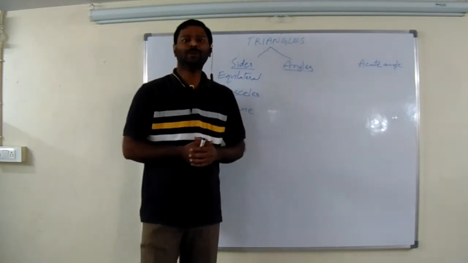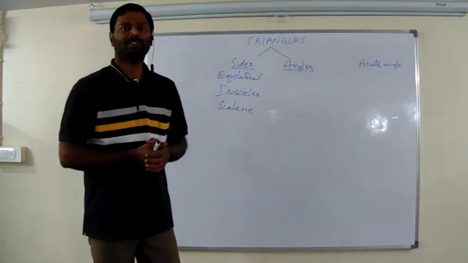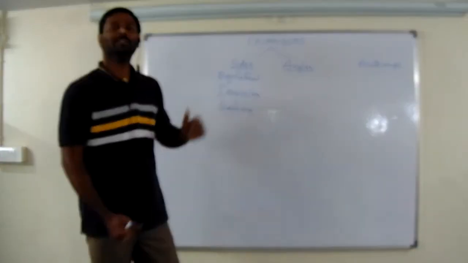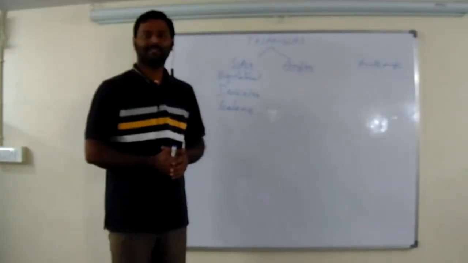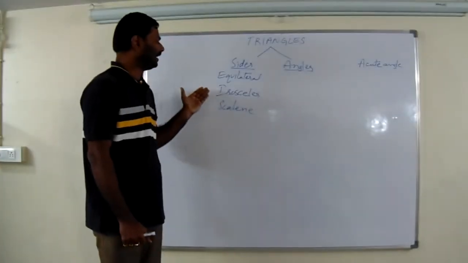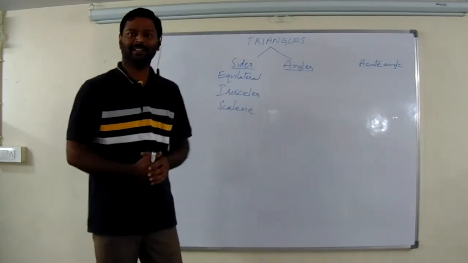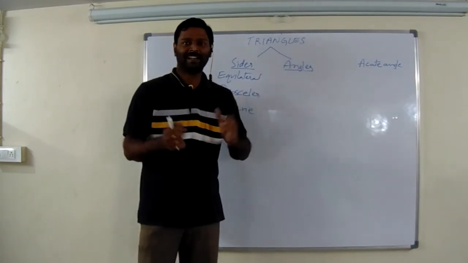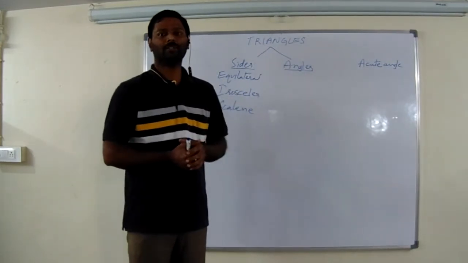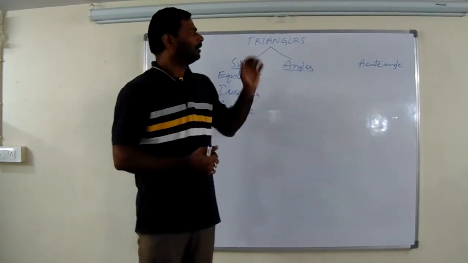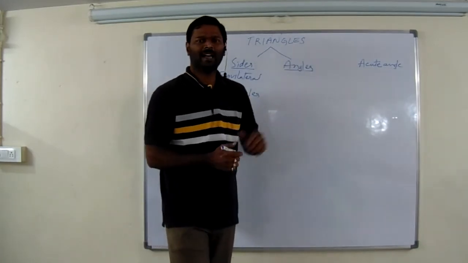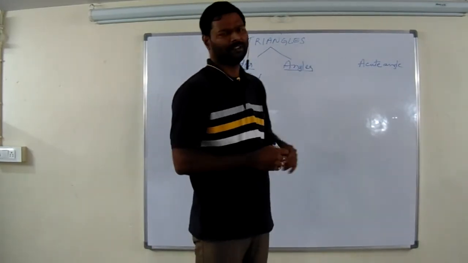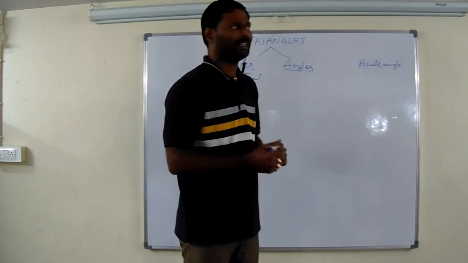In the previous video, we discussed the types of triangles based on the measures of the sides, namely equilateral, isosceles and scalene. In today's video we are going to see the second category, that is, types based on the measures of the angles. Before going for that, let's have an idea about different angles which are connected with our topic.